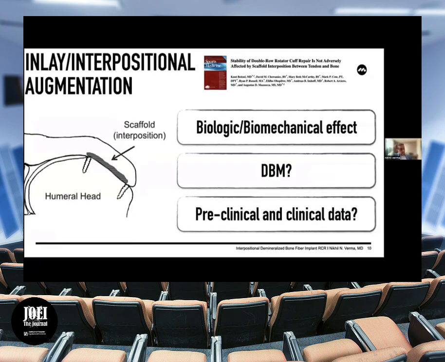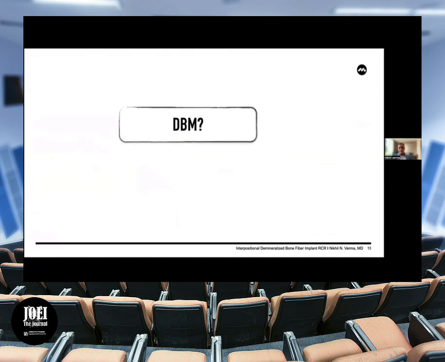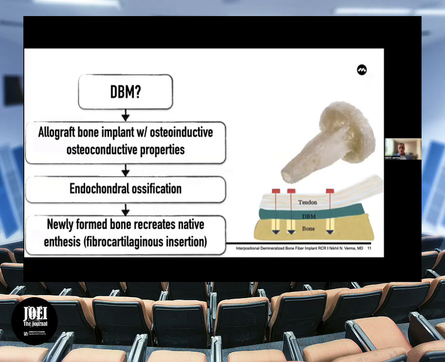The idea is that if you can do enthesis reconstruction, you can improve biology, you can improve biomechanics, and there is some preclinical data that really would support the use of DBM, which is demineralized bone matrix, in this fashion. The hard part is how do you get DBM into a usable format? DBM is really just nothing more than allograft bone. The nice thing about it is it contains both osteoinductive and osteoconductive properties. It does contain some of the BMPs that we would think about as helping to form biologic healing. And it heals by a process of endochondral ossification.